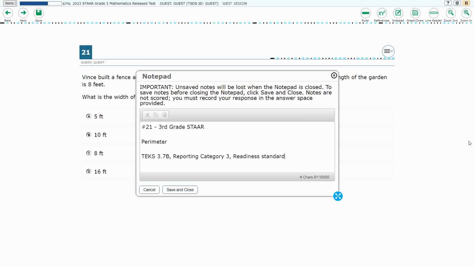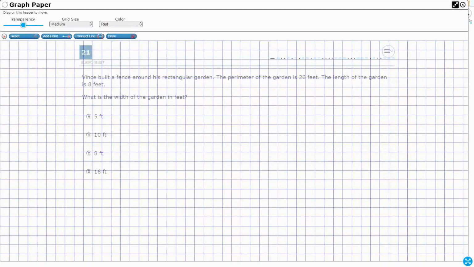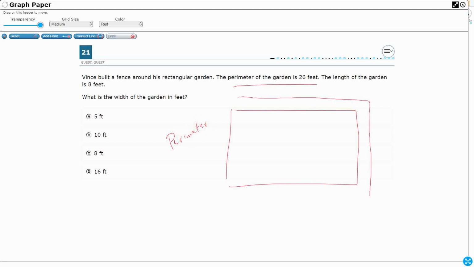For number 21, we are looking at perimeter. This is TEKS 3.7b, a readiness standard in reporting category 3. So Vince is building a fence, and we know it is a rectangular garden. So the perimeter is 26. Okay, so we don't know anything quite yet, but they do give us this perimeter. So let's go ahead and label this as the perimeter. And what we need to know is that the perimeter is all the way around. It's the four sides. That's what the perimeter is measuring, 26 feet.